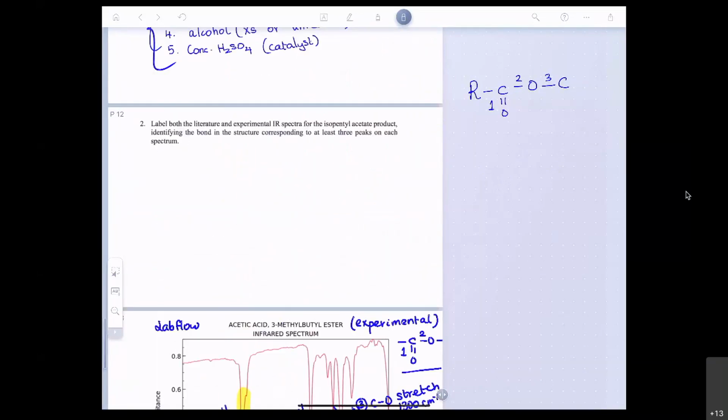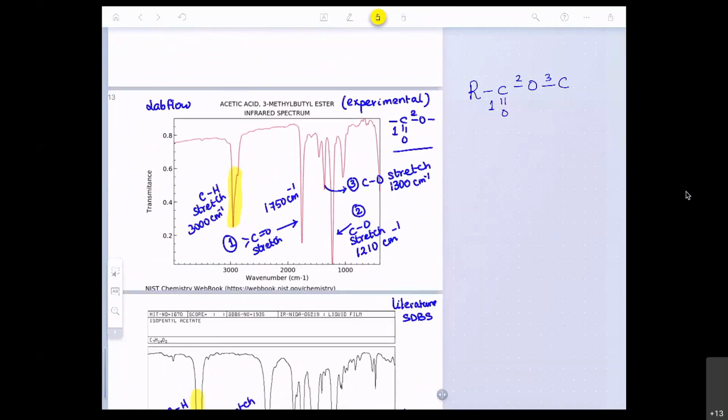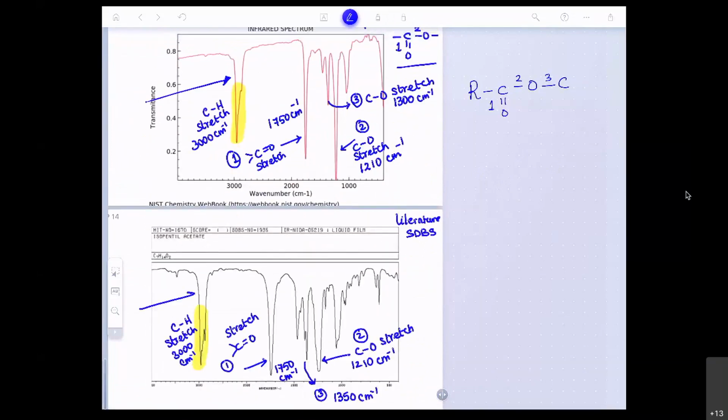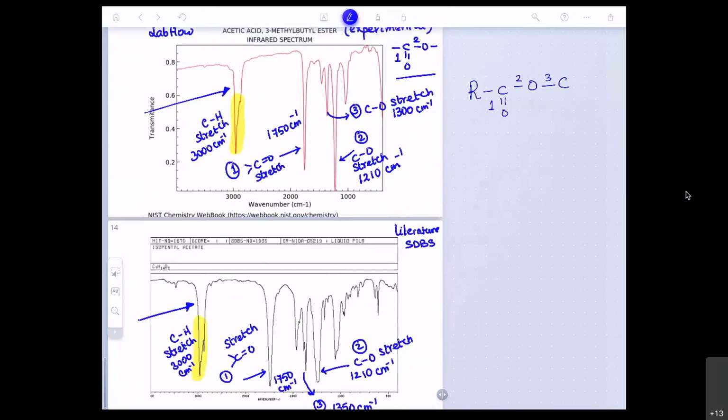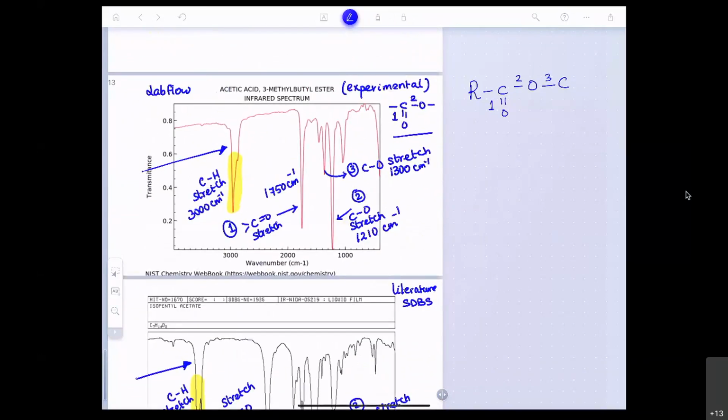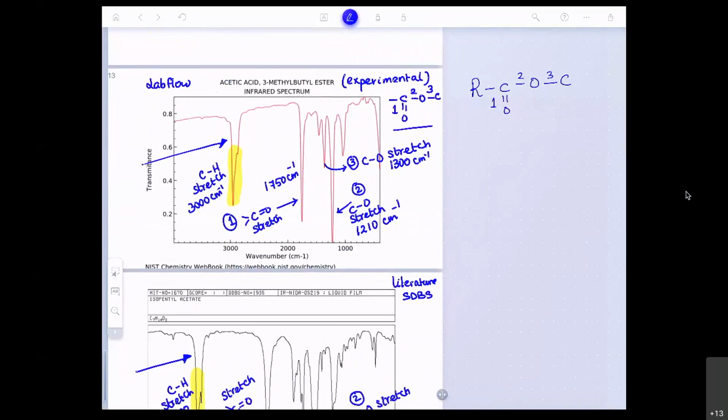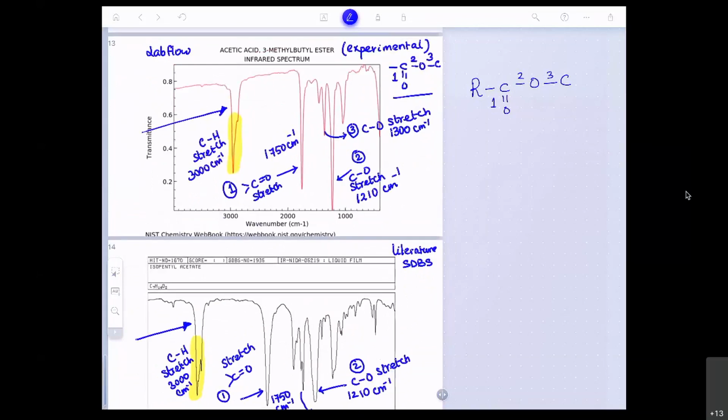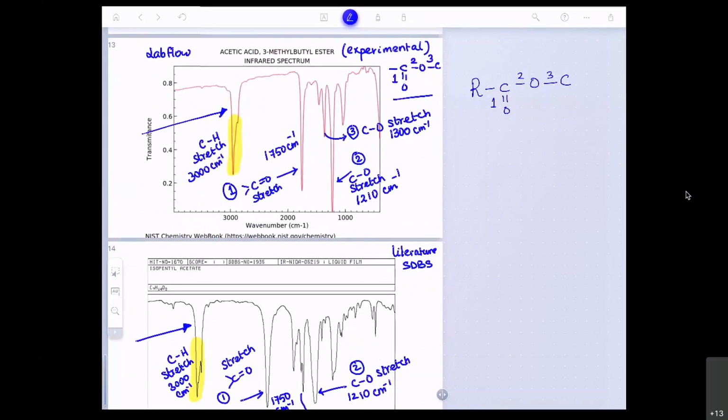So what I wanted to point out is identifying the bond in the structure corresponding to at least 3 peaks on each spectrum. I would say 1, 2, 3 are your key peaks. Your carbon-hydrogen, I don't really give it much value. You can mark it, but that's not what we're talking about. When we're looking at the functional group, we're talking about 1, 2, and 3. Those are the 3 stretches. So this should pretty much answer all the questions in the lab.